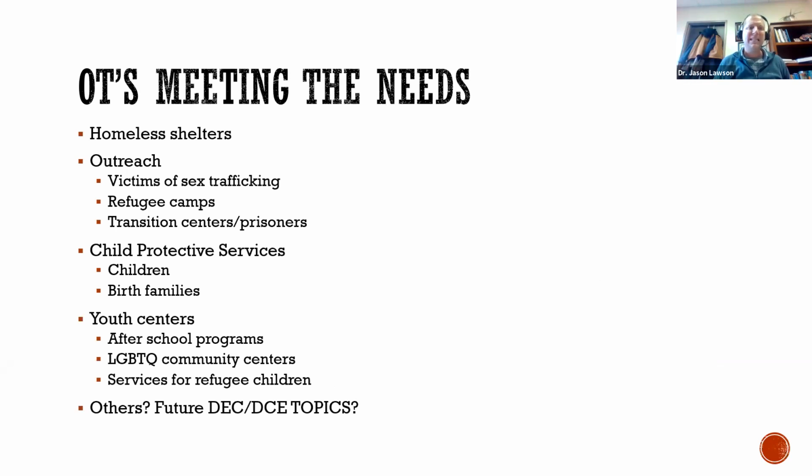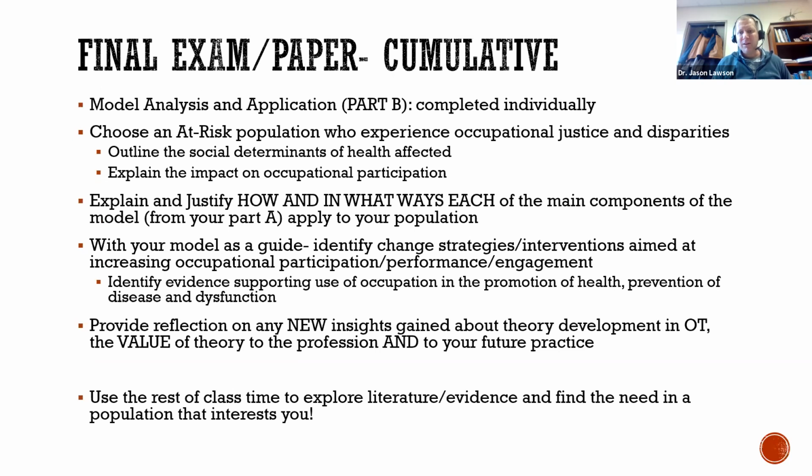And here are some ideas where some of my students have focused their deck. I've gone to many AOTA conferences, and these are specific examples you can find in the literature of OTs making a difference. But for our assignment, this is part B, model analysis and application. I want you, individually, for your final cumulative paper, to choose an at-risk population that is at risk for experiencing occupational injustice and some type of disparity, health inequity.